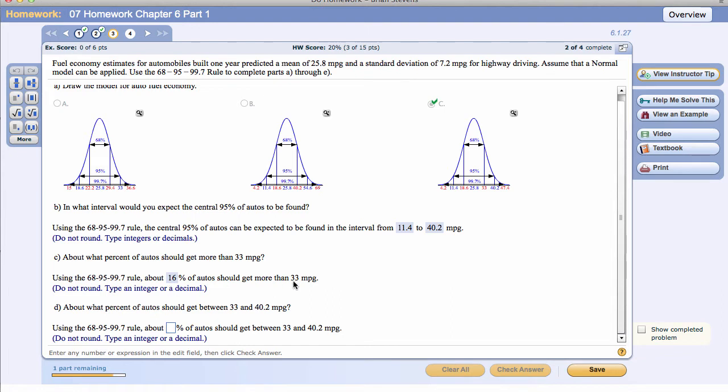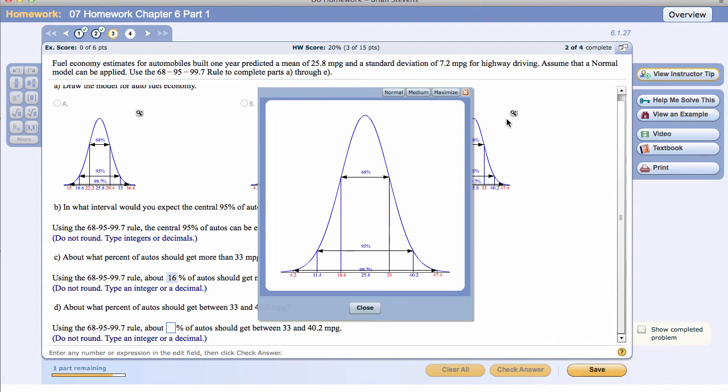About what percent should get between 33 and 40.2? So when we go over here to 33 and 40.2 on our graph, that is in between 1 and 2 standard deviations. Now this is where you need to be able to break down the whole graph. If you can break down everything and fill in all the percentages, you will get over here, if you watch, going from left to right, 0.15, 2.35, 13.5, 34, 34, 13.5, 2.35, 0.15.